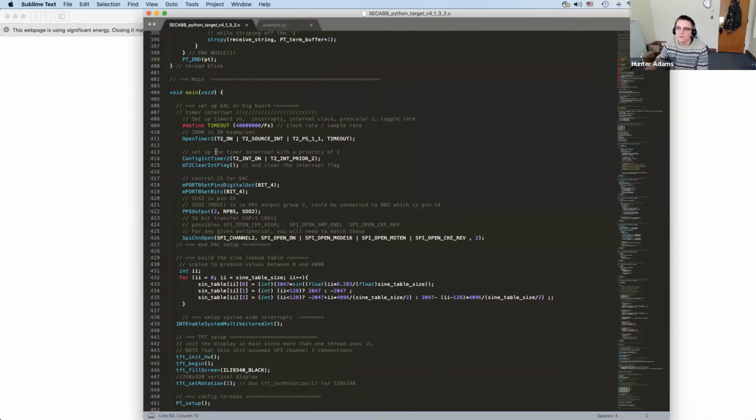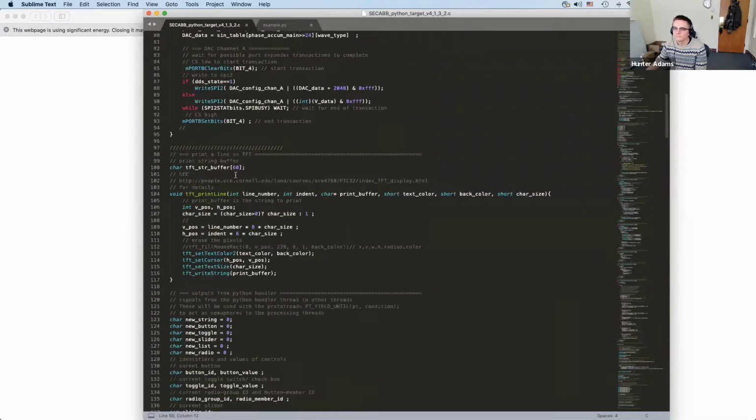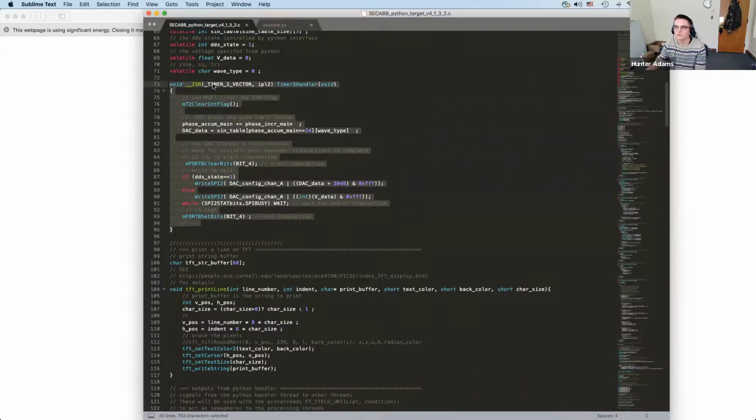So at exactly that rate, we're going to enter the audio synthesis interrupt service routine, which is here. This is the interrupt service routine tied to the timer 2 vector. So this is the one that we enter every time that timer overflows. And the whole algorithm is contained right here.